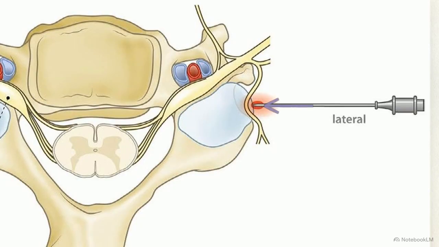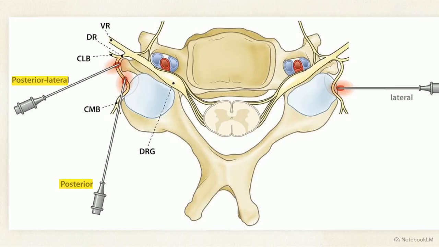On the left, you see the posterolateral and posterior approaches. These trajectories run parallel to the expected course of the nerve. By laying the active tip alongside the nerve, the physician maximizes the size and effectiveness of the thermal lesion.